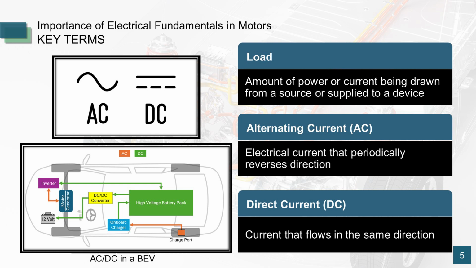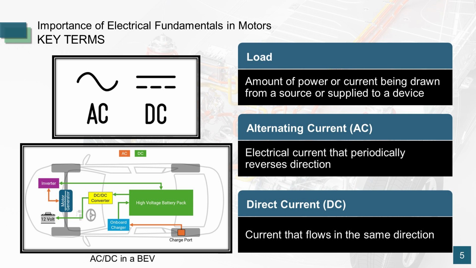Load. A load refers to any device or component that draws electrical power from a source to perform its intended function, converting electrical energy into another form of energy or output. For example, the primary load in a battery electric vehicle is converting electrical energy into mechanical energy for propulsion.